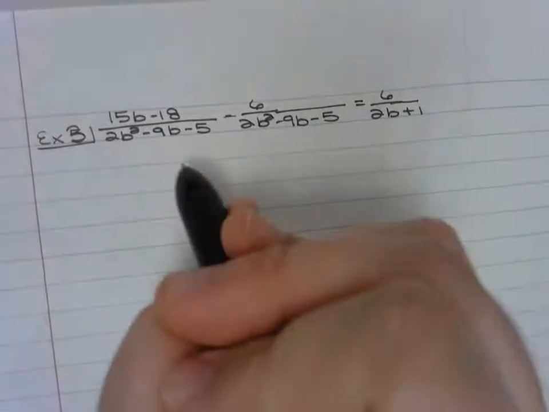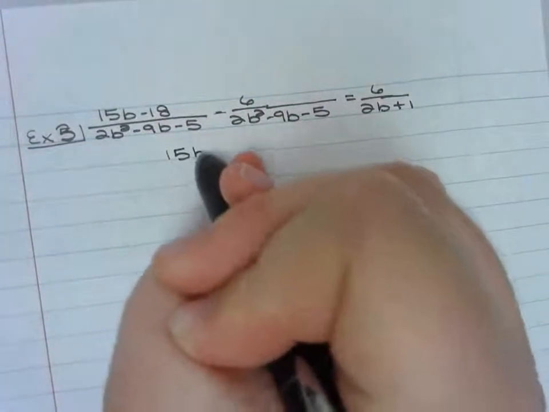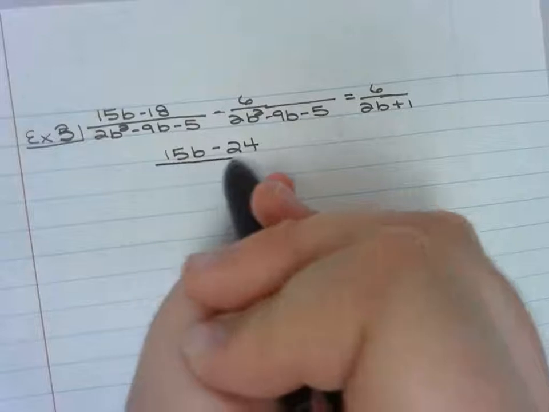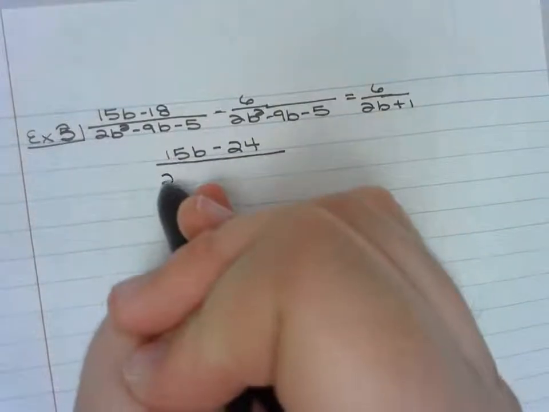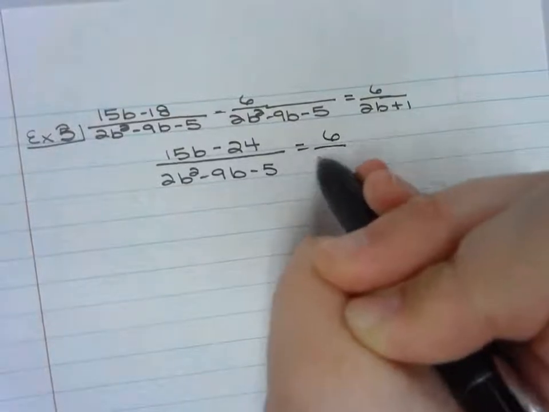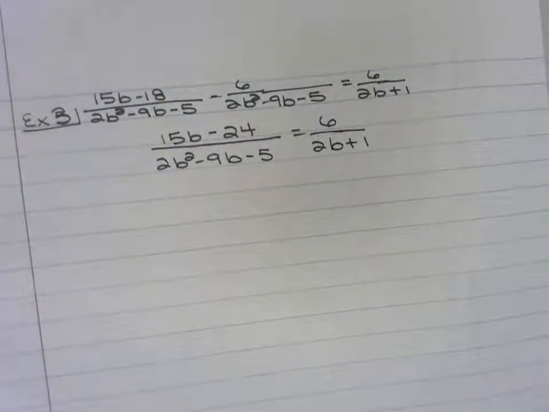So what you can actually do first is combine the left side into a single fraction, because they already have the same denominator. If I combine the left side, what would I make my numerator? 18 minus 24? Yep, 15b minus 18 minus 6 is 15b minus 24. I can combine the numerators because the denominators are already common, so the left side is (15b minus 24) over (2b squared minus 9b minus 5) equals 6 over (2b plus 1). But I still have the denominator there and can't take the top parts, set them equal and solve. So we're still going to have to factor and get a common denominator.